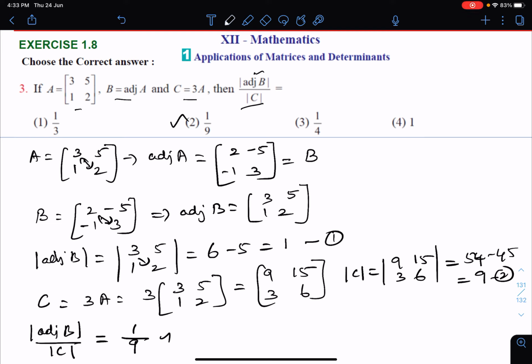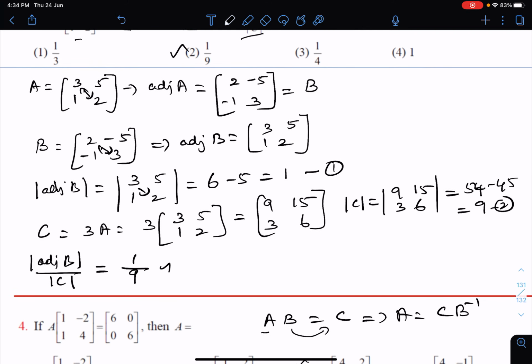So these you can do in the last 30 or 40 minutes. I hope both sums are easy and you understood them clearly.